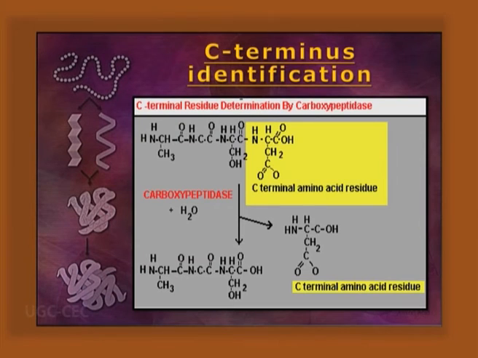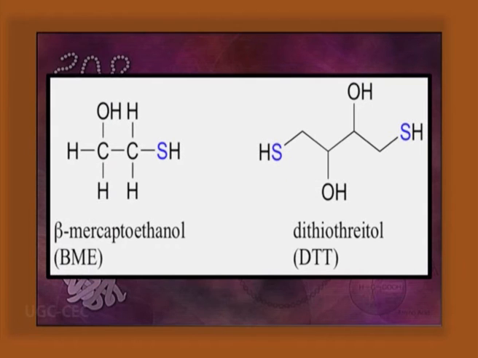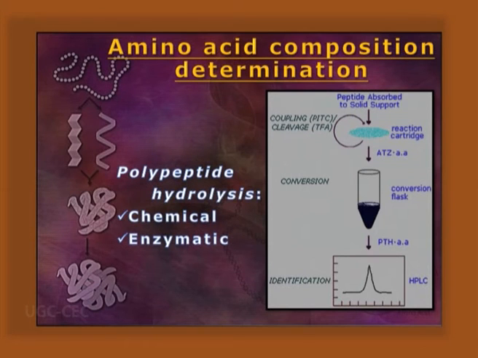C terminus identification is done with carboxypeptidase A. The cleavage of disulfide bond can be done in an oxidative or reductive way. Oxidatively, we can apply performic acid to have cysteic acid, and in the reducing way, we can apply beta mercaptoethanol or dithiothreitol. Amino acid composition determination can be done chemically by giving 6 normal HCl or 2 to 4 normal sodium hydroxide, or enzymatically we can give pronase.